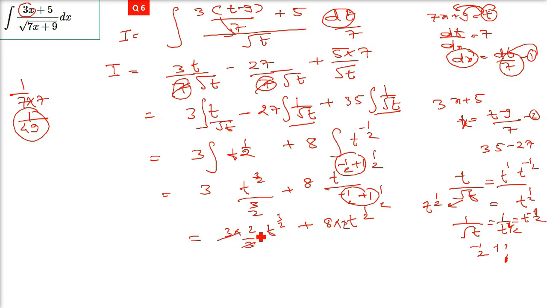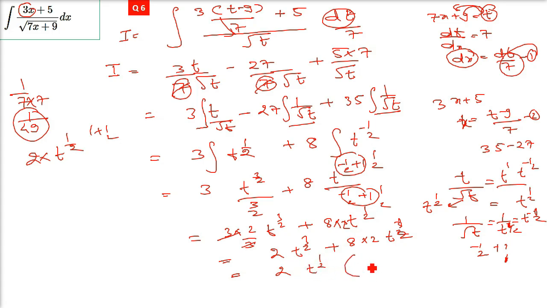3 gets cancelled. We are taking 2 common, because you can see in both the terms 2 is common, and t raised half can also be taken common to make it easier. Please remember, the first term has 3 by 2, the second term has 1 by 2. So I am suggesting take 2 outside, and t raised to the power half should also be taken outside. So when you take this, 1 plus 1 by 2 is half. Remember? So when you take half out of t to the power 3 by 2, only t will remain. Similarly here, when you take 2 outside, it will be 8.